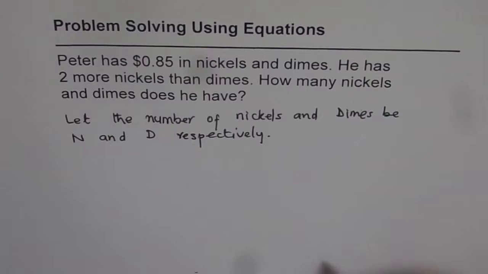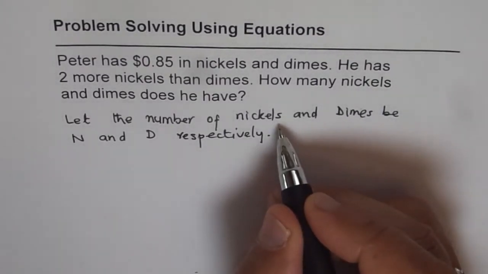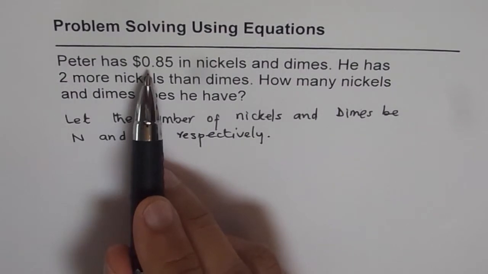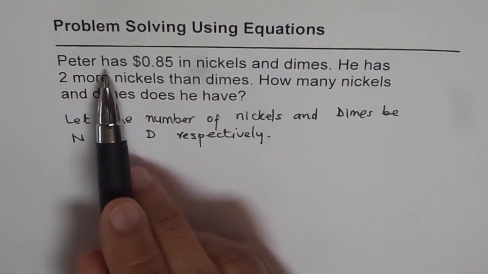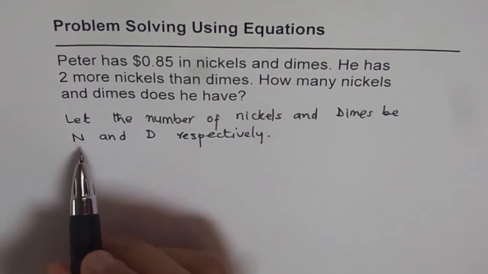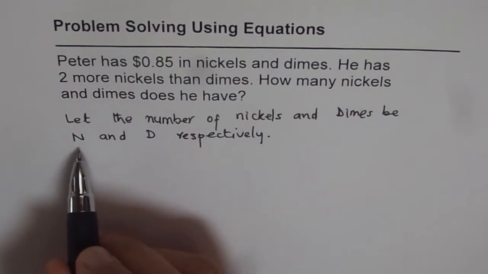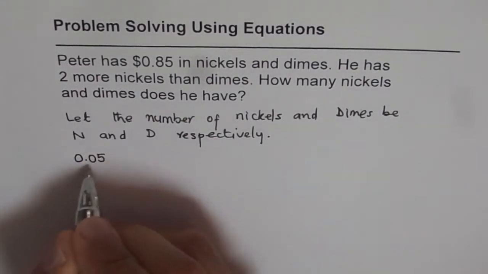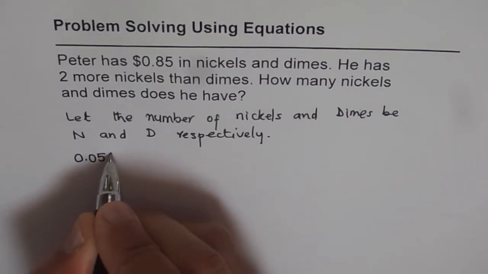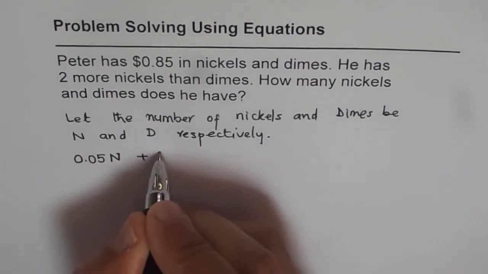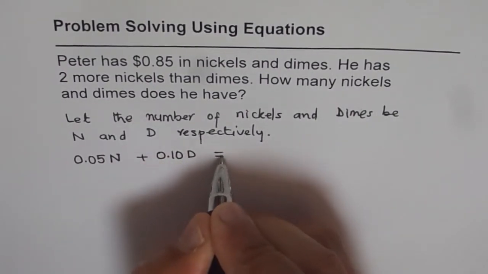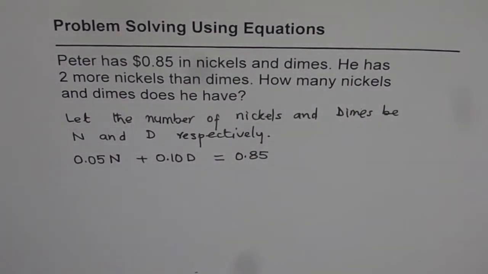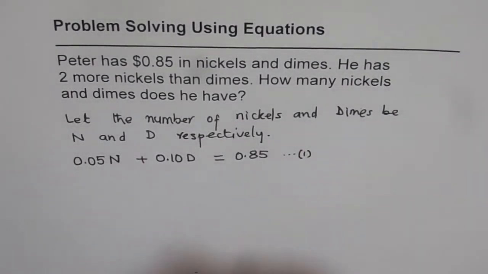Now let's get back to the currency. The value of a nickel is 5 cents and the value of a dime is 10 cents, right? Peter has 85 cents in nickels and dimes. That means if there are n nickels, what is the value of n nickels? Each nickel is 5 cents, so n nickels will be 0.05, in dollars, times n, plus each dime is 10 cents, and the total value is 0.85. That is how you get your first equation, which I'll write as equation number 1.